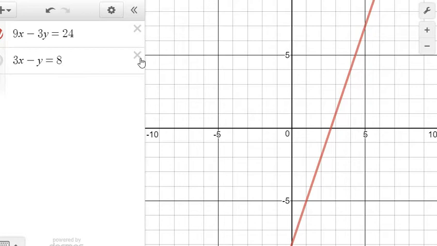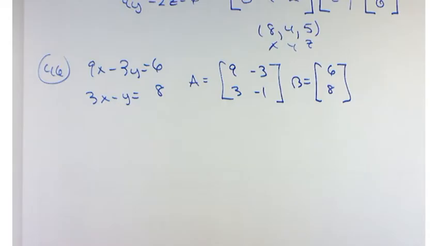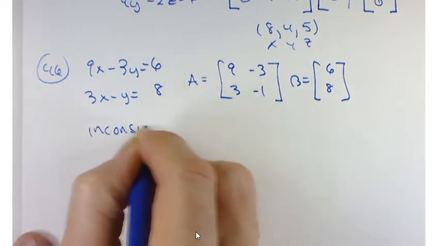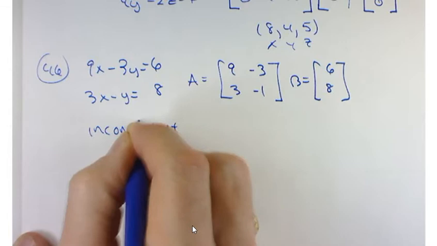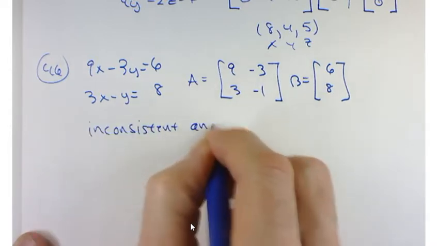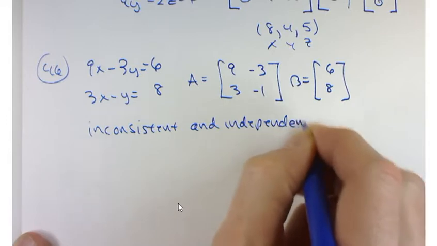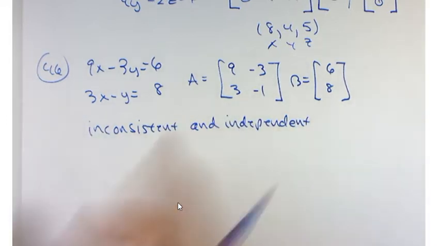So the bottom line on problem number 46 is that the two lines are parallel, and what you could say is that the system of equations is inconsistent and independent. Independent because the lines are different. Inconsistent because there's no solution.